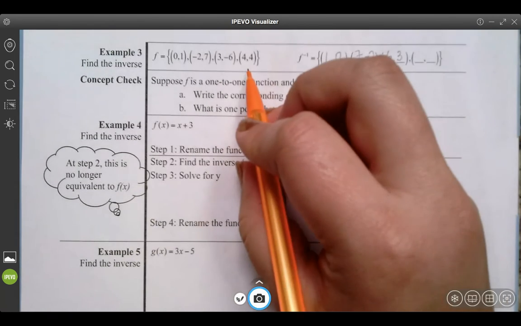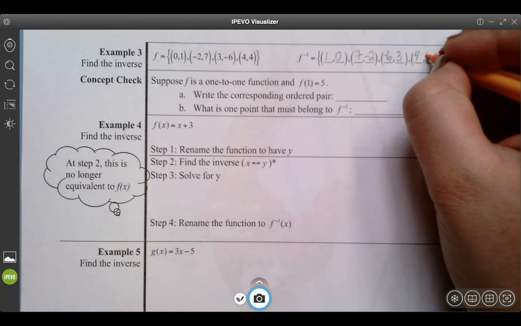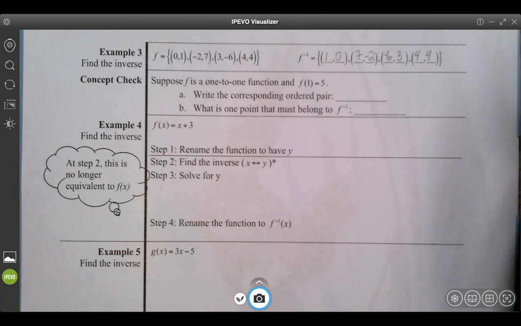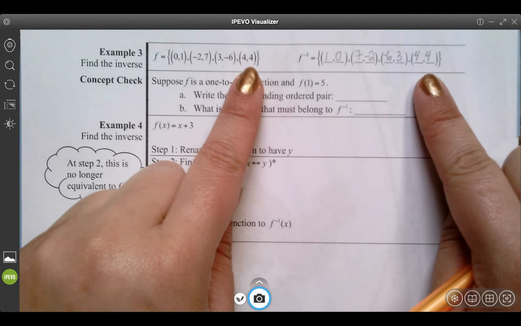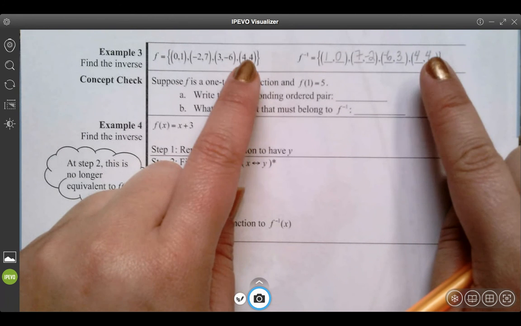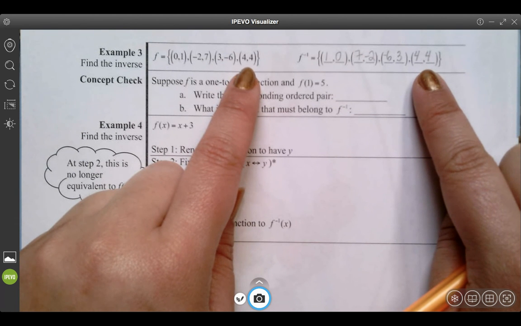And our last ordered pair is (4, 4). We switch those and it's (4, 4). Notice, even though those ordered pairs are the same, because the x and y values are switched, they're also inverses of each other. And that's one of the properties that we'll see if you pay attention to inverses. The points that have the same x and y value will stay where they are.